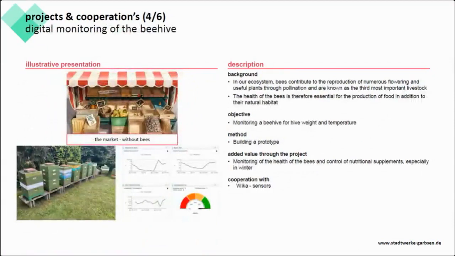This is a really special project. The application maybe cannot be used very often, but it's very important for our society. The upper picture shows a market without the living of bees. Bees are very important for the production of food because they help with growing plants that we need for food.